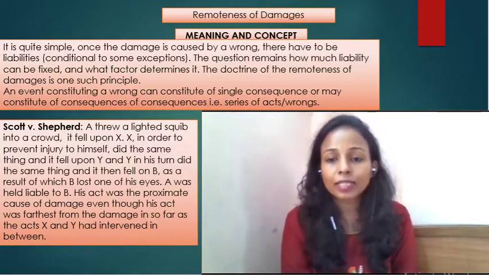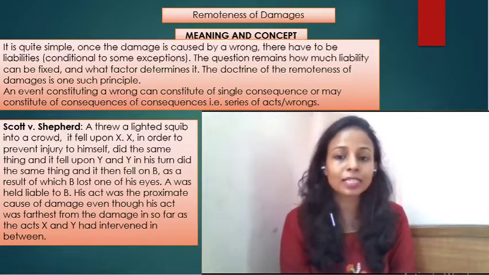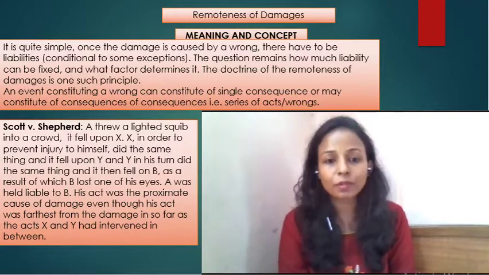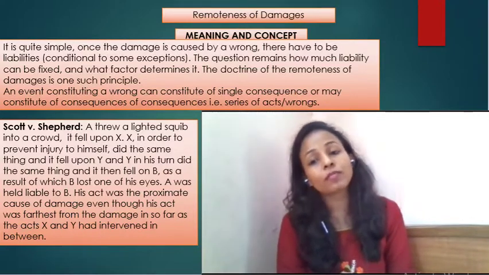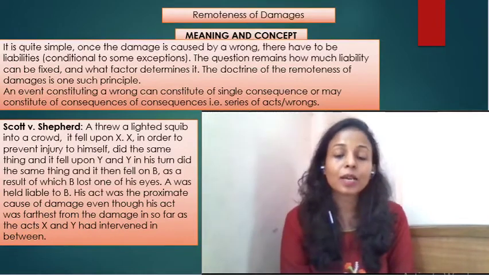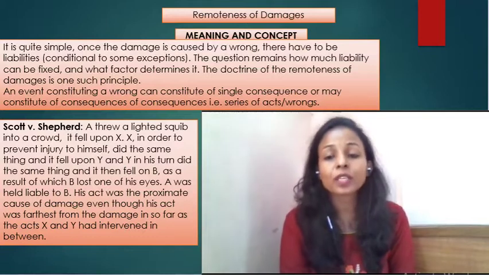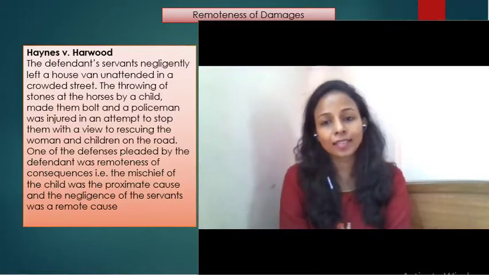Who caused the damage, who will be liable, and how much will he be liable? In that case, it was held that A was liable to B because basically the act was done by A. Mr. X and Mr. Y were only doing something in self-help. So even though Mr. A is so far from Mr. B, because of his act B lost his eye, so he will be liable for the damages to Mr. B.